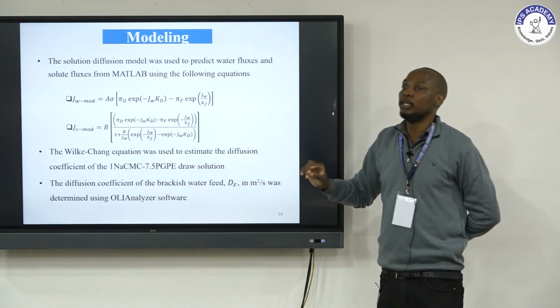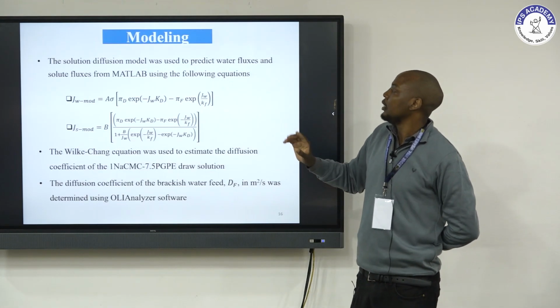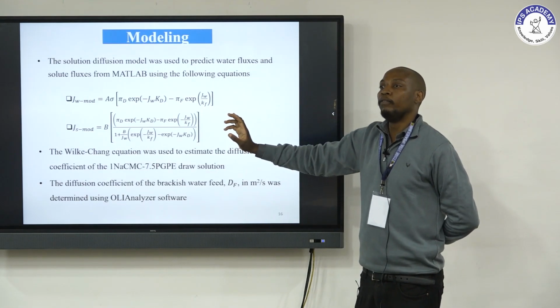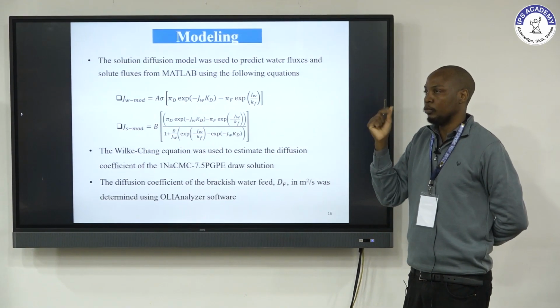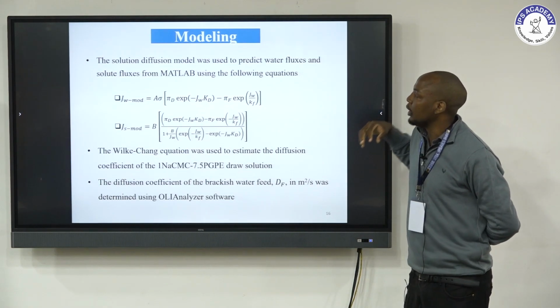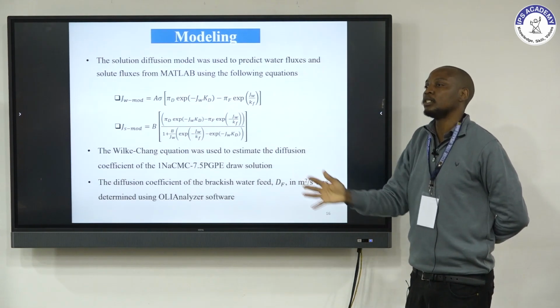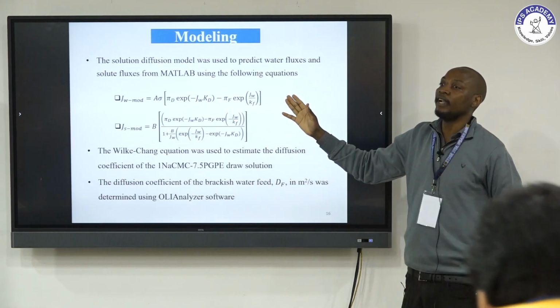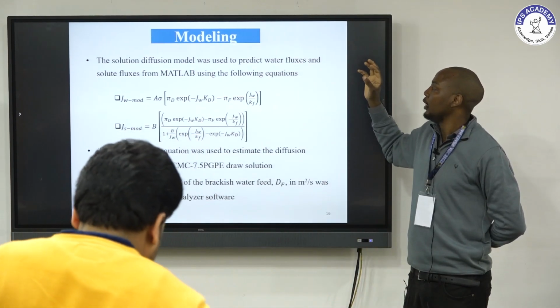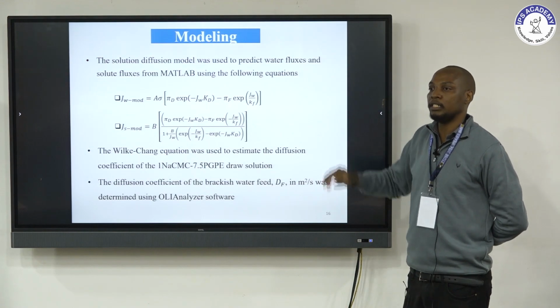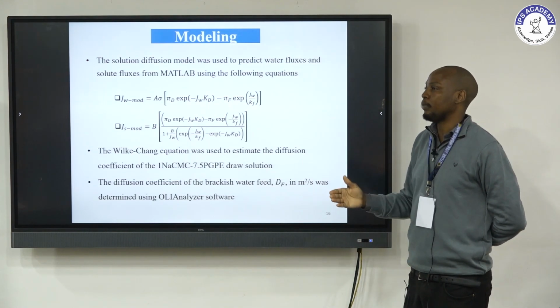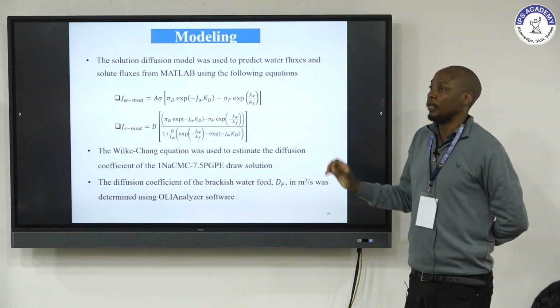Now, the solution diffusion model says that the movement of water is caused by the osmotic gradient, which causes the diffusion to occur so that water may flow. And it says that the water flux is equal to the hydraulic permeability times the reflection coefficient times the change in the osmotic pressure. That means pi F minus pi D minus pi F.